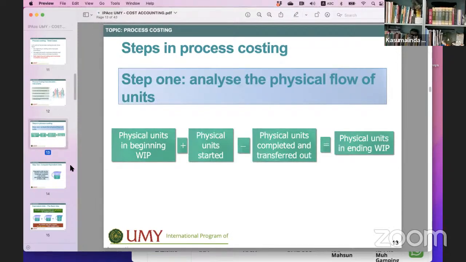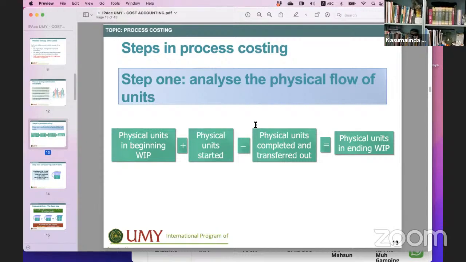Okay, so this is the procedure to prepare the production report for the processing department. For the first part, I will discuss the production report for the first department, and later we will discuss the production report for the second department. The first department is quite easy compared to the second department.